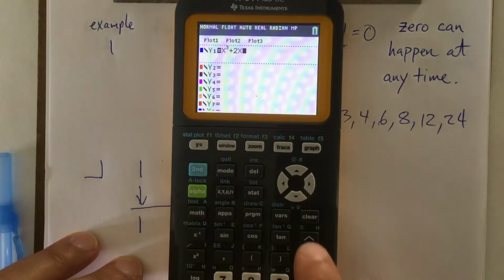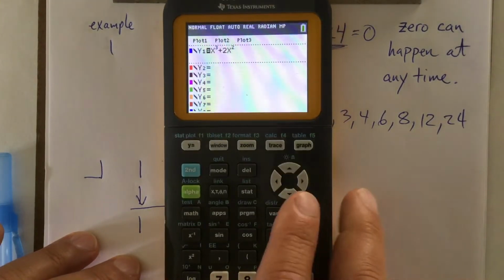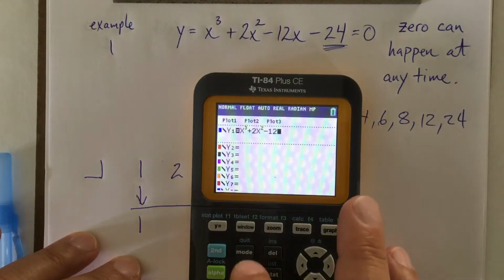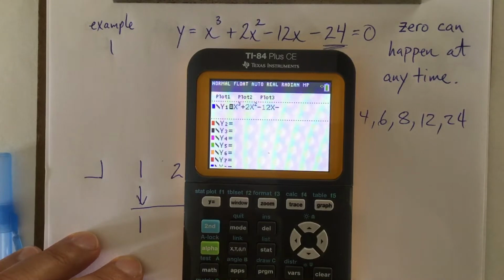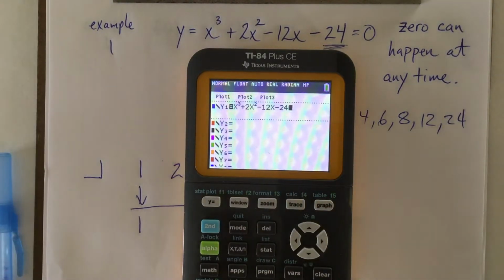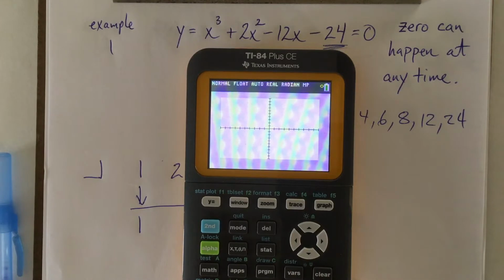2x to the second. Then I side arrow to get it to jump down again. Minus 12x. And then what is it? Minus 24. And I have everything entered in. Please pause it if you have to. Double check. Make sure you and I have the same graph. And I'm going to hit graph. Here we go. Now, if your screen does not look like mine, make sure you have Zoom Standard. That might be one of your issues.